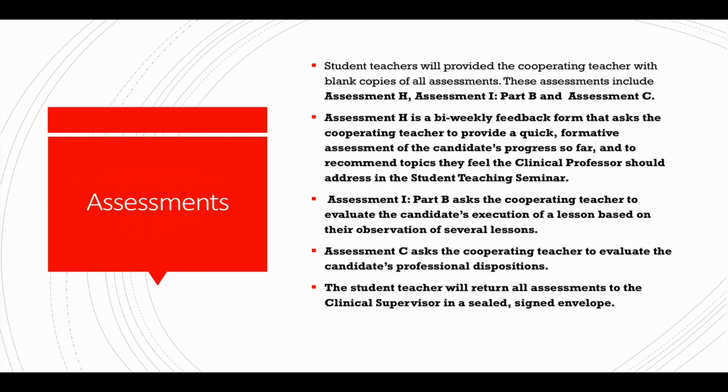The other assessment is Assessment I. This is an assessment that will be filled in during week 7, so at the very end of the placement. And this really asks the cooperating teacher to evaluate the candidate's execution of a lesson based on their observation of several lessons. So maybe 3 lessons you'll observe in week 7, and then you'll write in your impression of the skills and the knowledge and the dispositions that you see at work in the execution of lessons, and then we'll have you evaluate the student teacher based on your observation of several lessons that they teach.